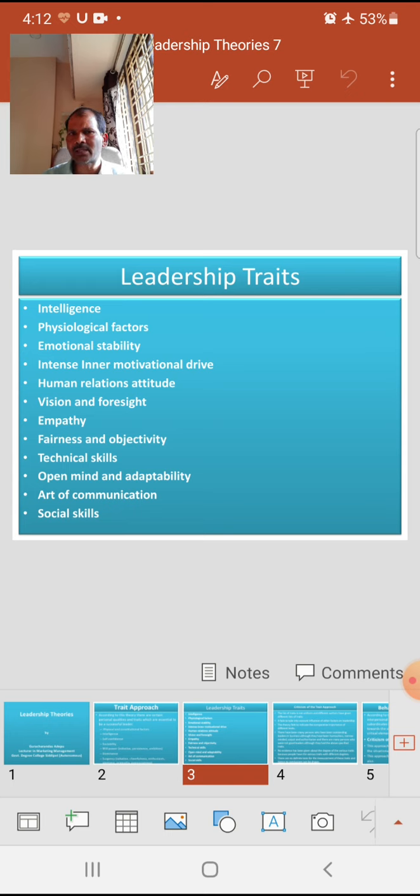Vision and foresight is another trait, according to which a successful leader should have the capability to look into the future and visualize trends and devise his policies and programs with foresight based logically.